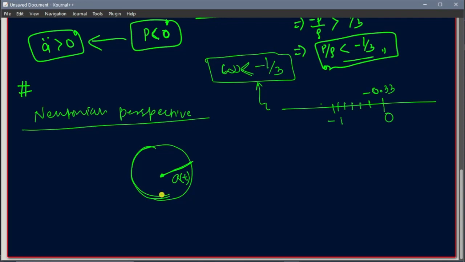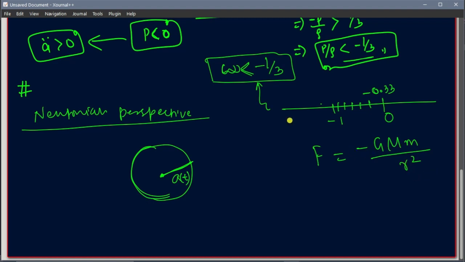If you want to see cosmology from the Newtonian point of view, what does it imply? We already know that if you have two masses, the force of attraction between the two masses will be given by minus G m m over r squared.